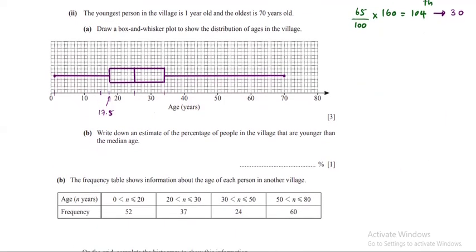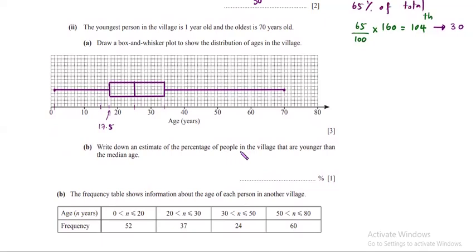The next question is, write down an estimate of the percentage of people in the village that are younger than the median age. So the median is here. Younger than the median age means this is the section that they are referring to. Each section here represents 25%. That means this section represents 50%.